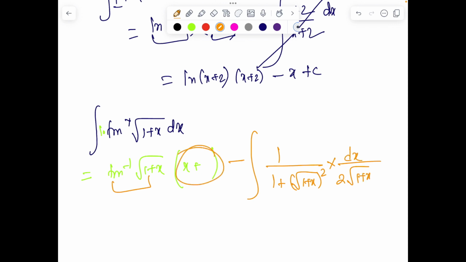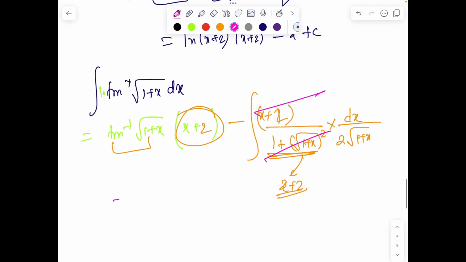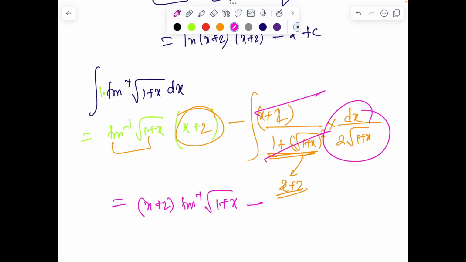Now we have to write x plus something. Now here, what should I write? Clearly you see in the denominator we have x plus 2 coming. So I'll select x plus 2 into the picture. And that is really crazy because this simply gets kicked off and the final answer is x plus 2 tan inverse root 1 plus x minus the integral of dx by 2 root 1 plus x, plus constant as the answer.